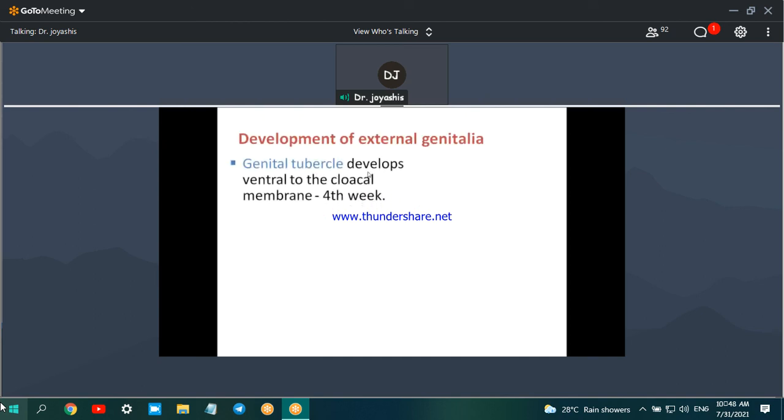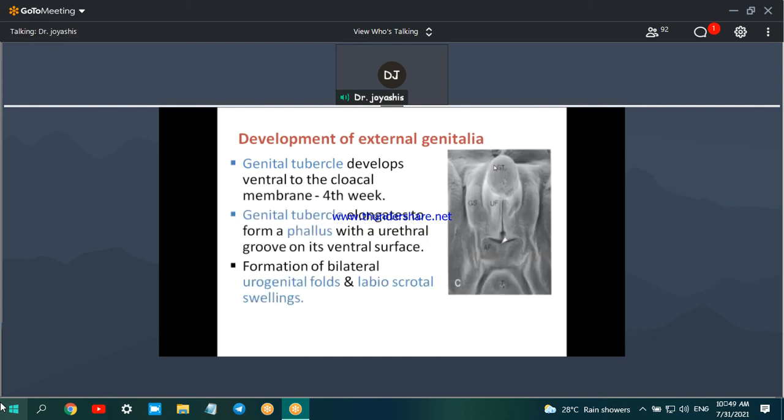So, external genitalia: the genital tubercle develops ventral to the cloacal membrane in week 4. The genital tubercle elongates to form a phallus with a urethral groove on its ventral surface. Formation of the bilateral urethral folds and labioscrotal swellings. This is the genital tubercle. In each case, we get the phallus, with the urethral folds.